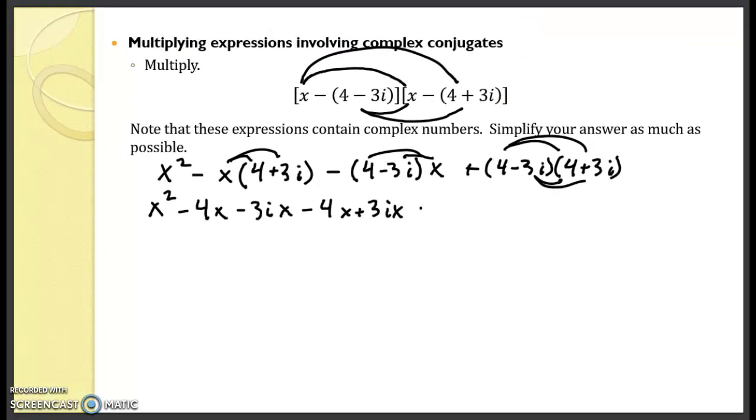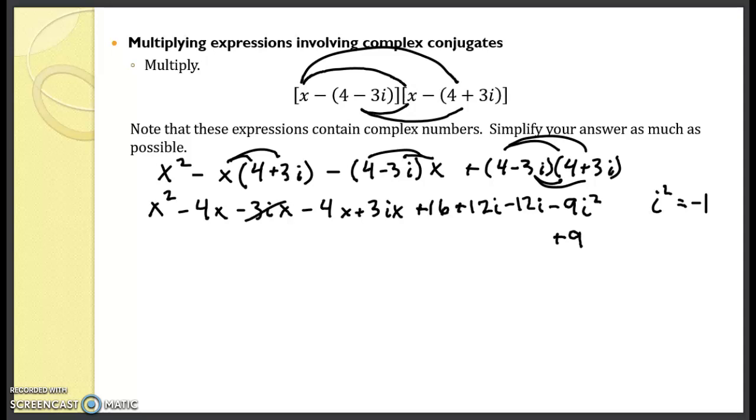And then we'll end up with 4 times 4 is 16, minus 12i, actually plus 12i minus 12i, minus negative 3i times positive 3 is 9i squared. Now remember, what is i squared equal to? i squared is equal to negative 1. So this is like having 9 times negative 1. So this is going to become plus 9 over here.